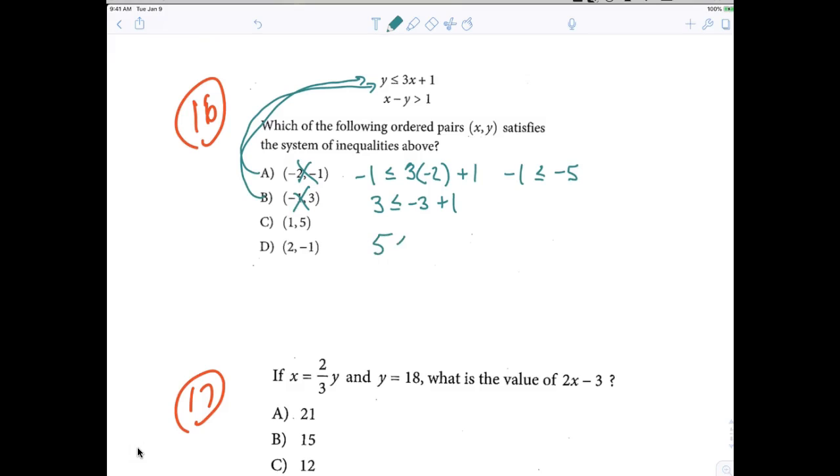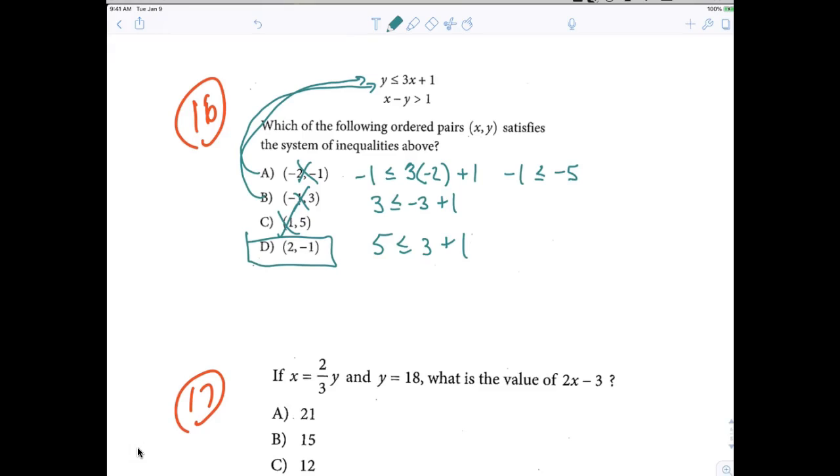Is 5 less than or equal to 3 plus 1? Is 5 less than 4? No. Definitely 5 is not less than 4. So I now can cross out C. So the only possible answer is what? D. That's how easy that is.